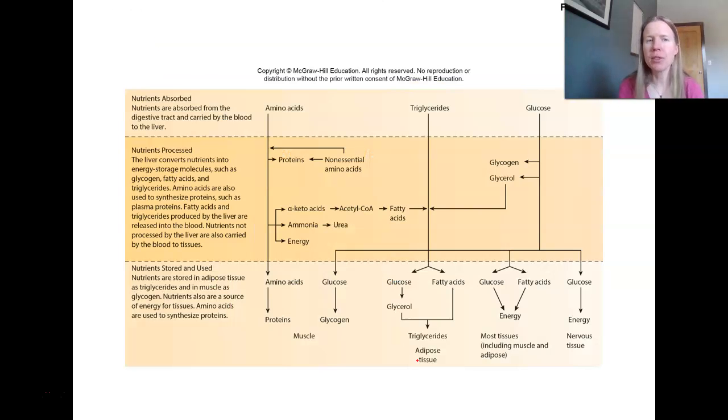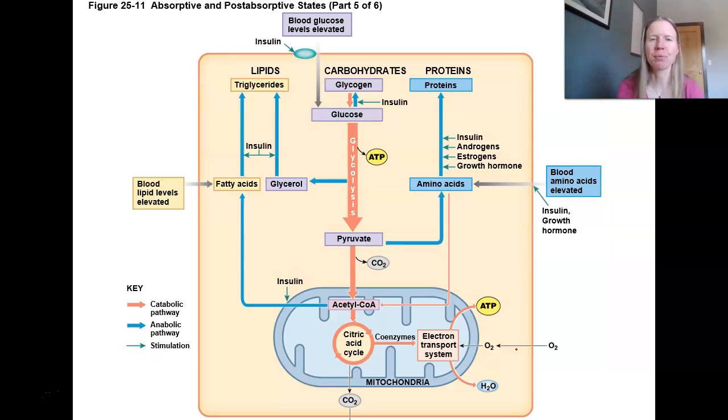Again, this is your book, and they're saying the same thing. It's just all brown. The nutrients are absorbed, the nutrients are processed, and really everything, or most of it, is anabolic. We're making proteins, we're making glycogen, we're making adipose, etc.